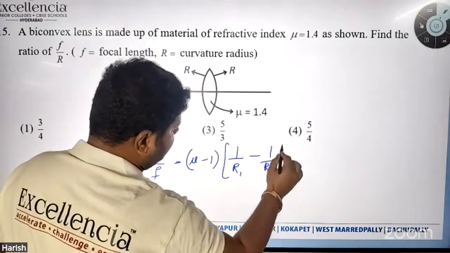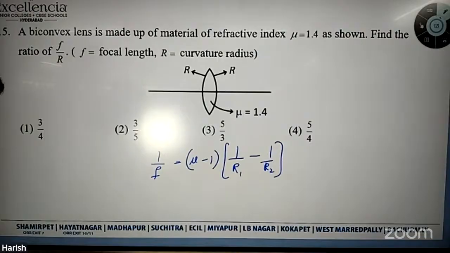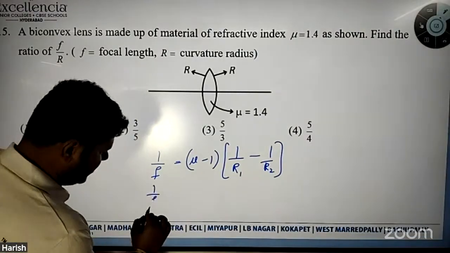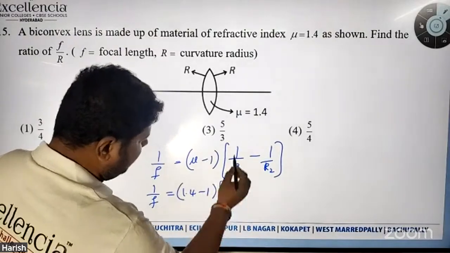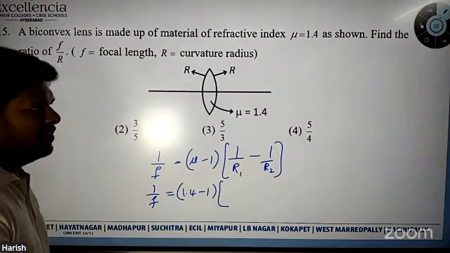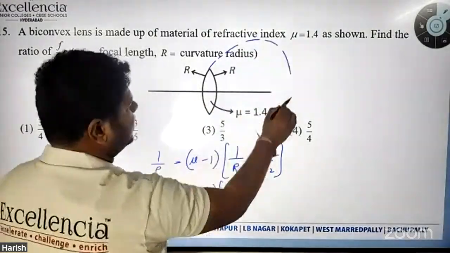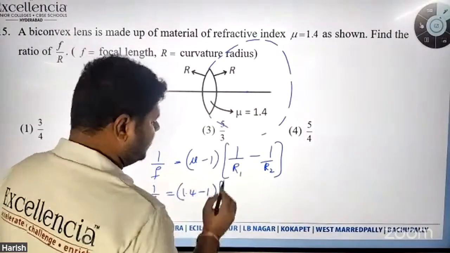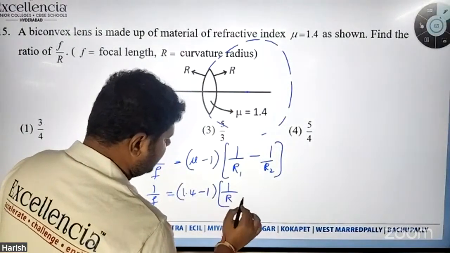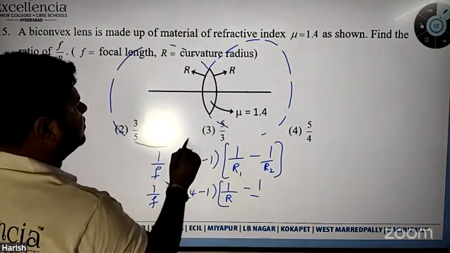1 by R2. Mu is given to us, which is 1.4. So 1 by F is equal to 1.4 minus 1 into 1 by R1. You use sign conventions here. R1 is positive because if I complete the sphere now, the center of curvature will be here. So R1 will be positive. So 1 by R1 minus 1 by R2 will be negative.